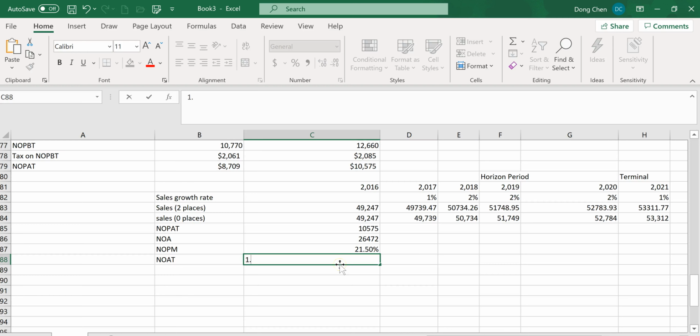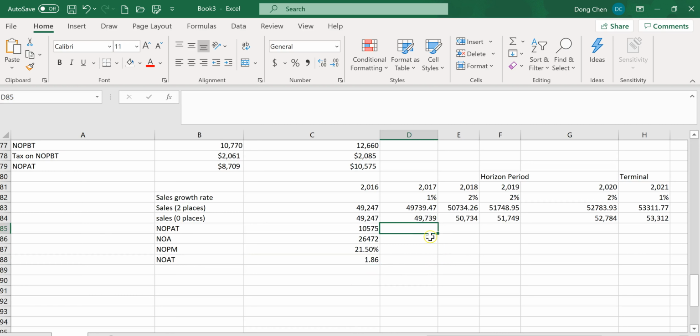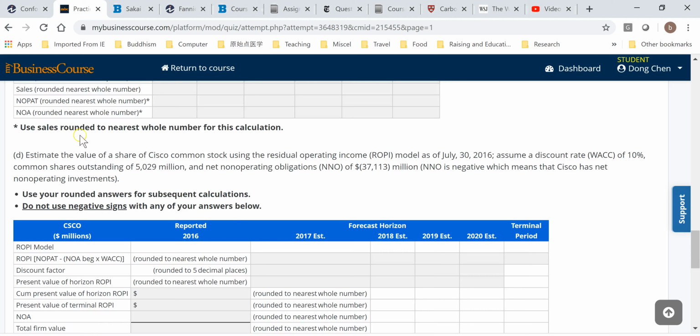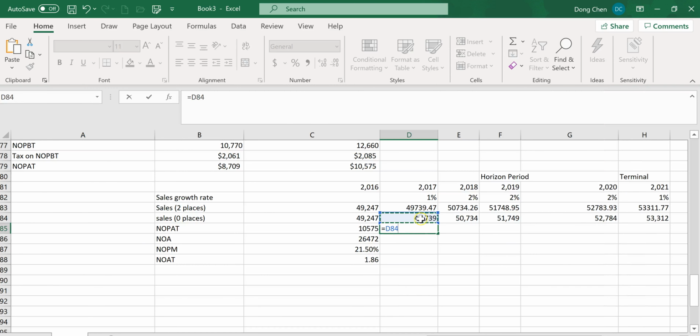And this is 1.86, just directly type it. So the 2017 number for the NOPAT is basically the sales, right? It equals the sales. Notice that I have followed the rounding requirement by using the sales rounded to the nearest whole number. So I used the sales on the second row, right? Times this NOPM, because NOPM is NOPAT divided by sales. So when I know sales, I can just get NOPAT by multiplying sales by NOPM.